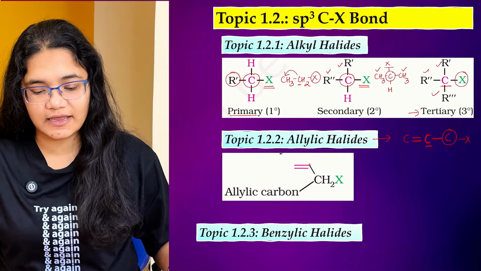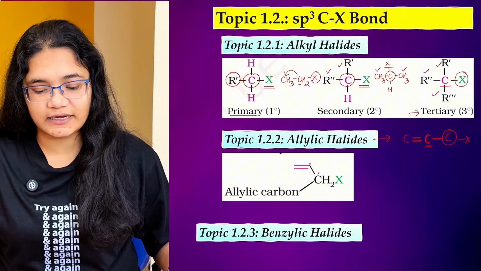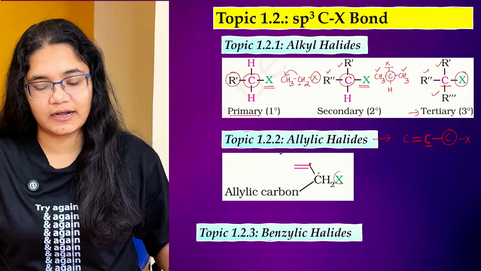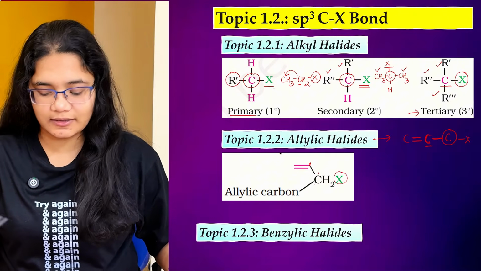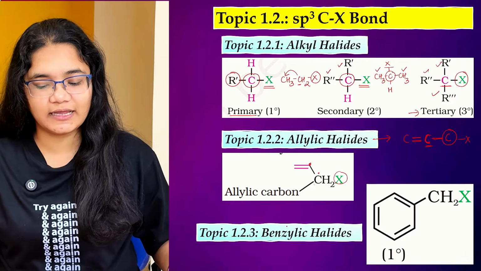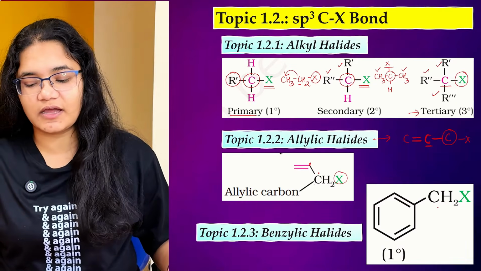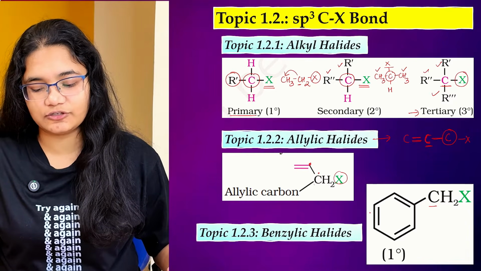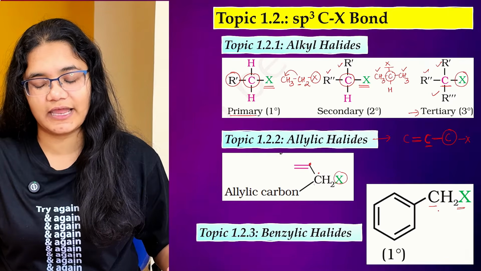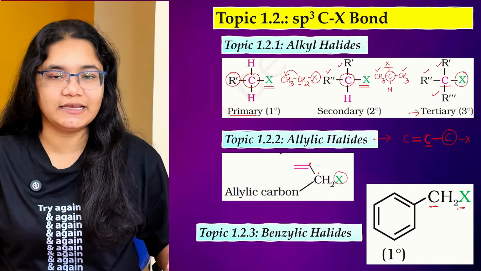So you can see your example. Now see, this carbon has a double bond, and this carbon is attached to the carbon having the double bond and it contains the X group. So this is my allylic carbon. Next is benzylic halide. Benzylic means if the carbon which is attached to the benzene ring contains the X group, then we call it a benzylic halide.